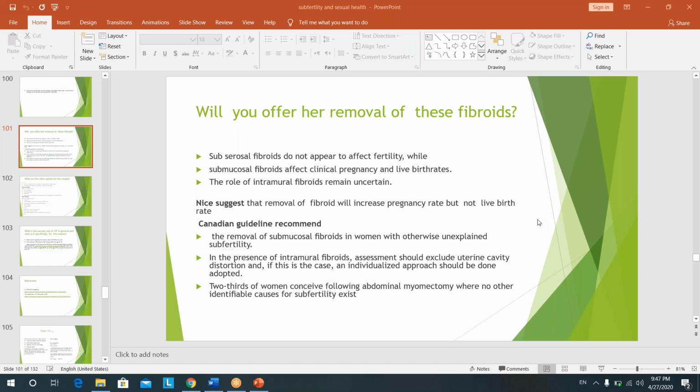Especially as she is 45 years old and near menopause, maybe after the menopause the fibroid will shrink and decrease in size, and she will not need any surgery. But regarding her fertility, she has other options like surrogacy and adoption, and these options are available in the UK. So this patient may go through adoption or surrogacy. Thank you very much.